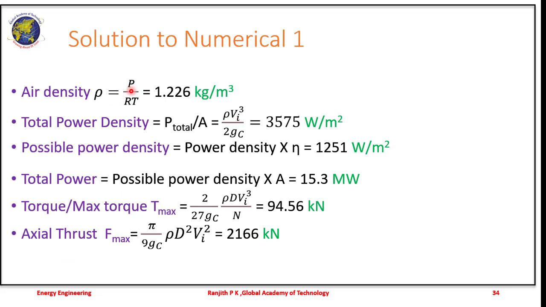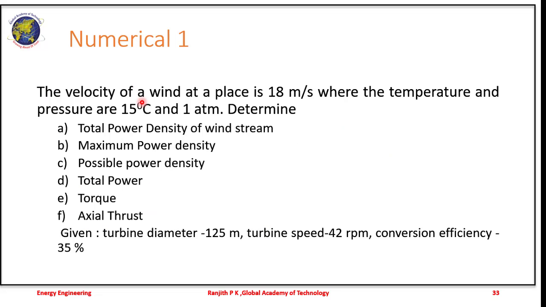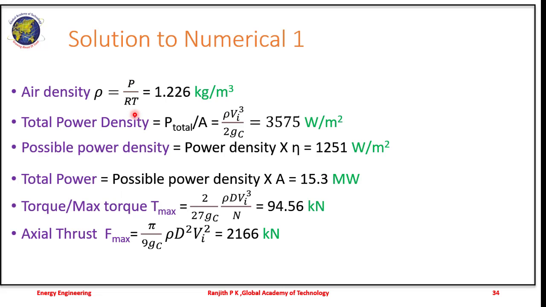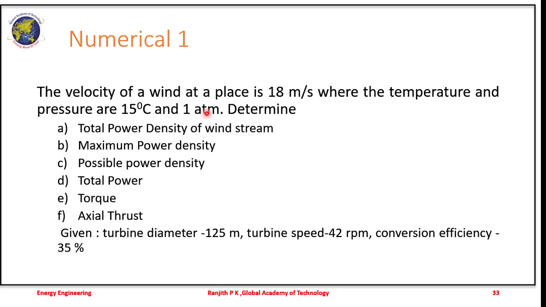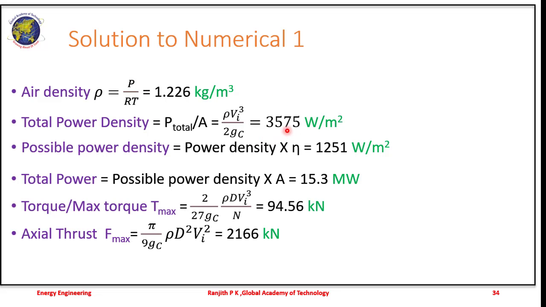So air density is calculated as P by RT. P is given as 1 atmospheric pressure, and T temperature is 15 degrees Celsius, converted into Kelvin and substituted, and found that the density is 1.226 kg per meter cube. The total power density is given by the expression rho VI cube by 2 GC, where VI is the velocity that is given, 18 meters per second. So when you substitute the values, you end up getting 3575 watt per meter square.